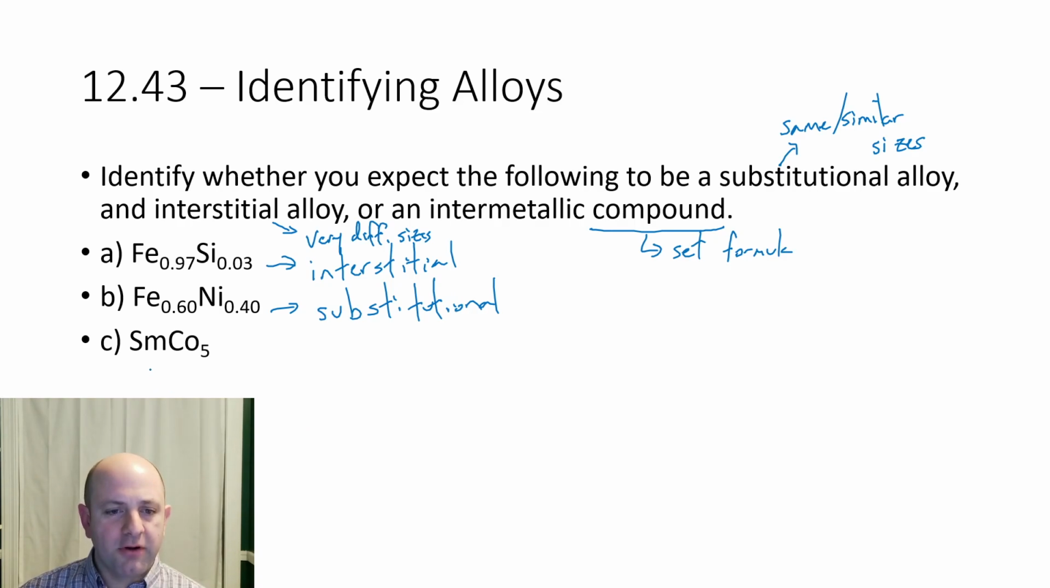Now, when we look at part C, we have a samarium cobalt compound here, and that's the key word. It's a compound. It's not decimals. What you get from there is when you see the decimals, oh, it's an alloy. This is whole numbers. This is 1 samarium for 5 cobalts. That's a set formula. That is all you need to know to say, oh, that is an intermetallic compound.